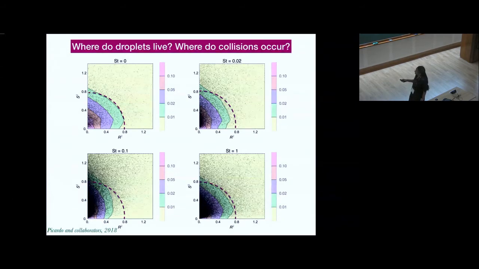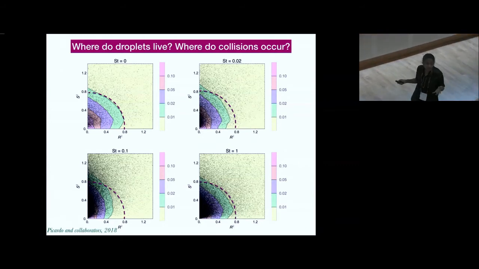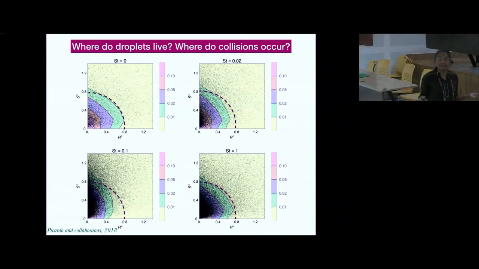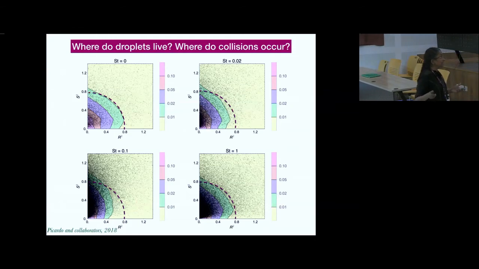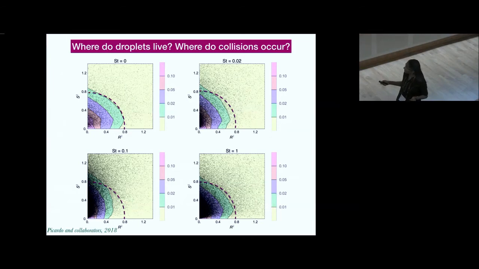If you look at the ratio of R and S in the flow, you'll see that tracers represent R and S in the flow. Tracers are everywhere there is an R and S. So there's no difference between Stokes equal to 0 and the actual R and S of the flow. You can see that it's fairly symmetric in R and S. The black dots show where collisions occur. And where collisions occur is also mainly in the regions where R and S are occupied. So this is nothing special for non-inertial droplets.